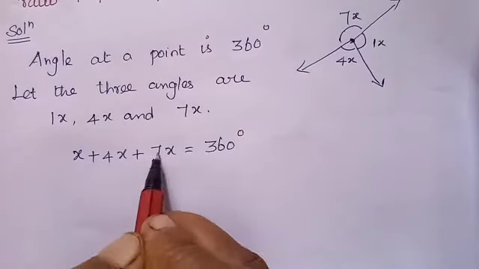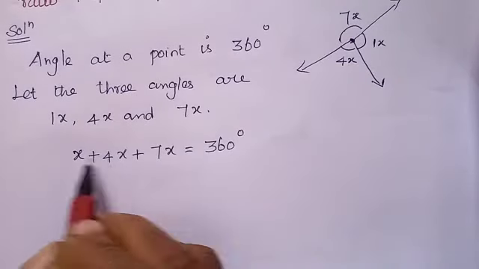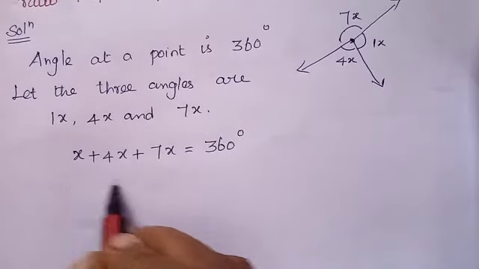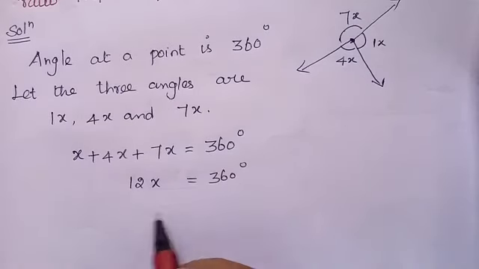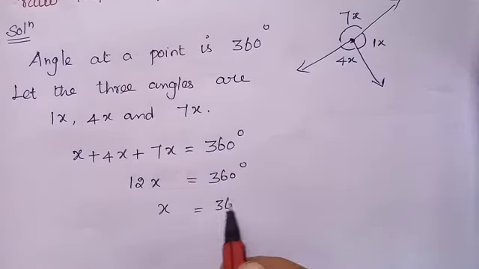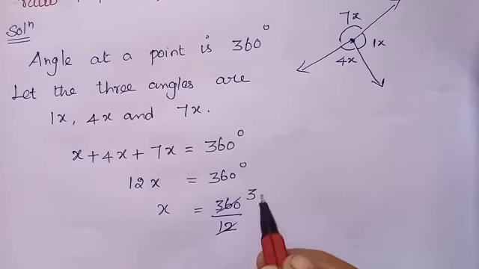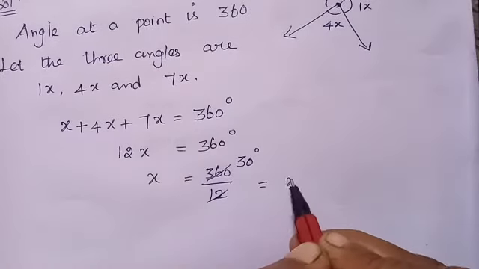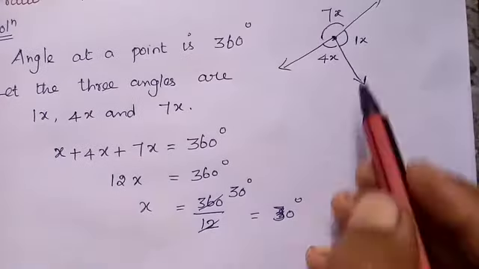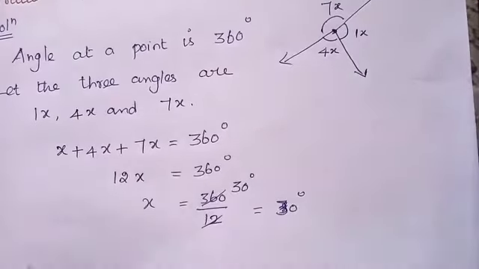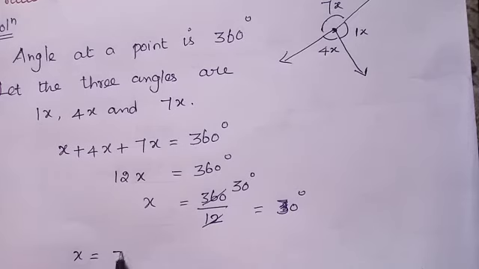Add this, what do you get? 7x plus 4x, 11x. 11x plus 1x, 12x. So 12x equal to 360 degree. x is equal to 360 divided by 12. When we cancel this using the 12 table, 3 times 12 is 36. So the answer is 30 degree. Value of x is equal to 30 degree. Then separately we can find each angle. First is 1x. x is equal to 30 degree.